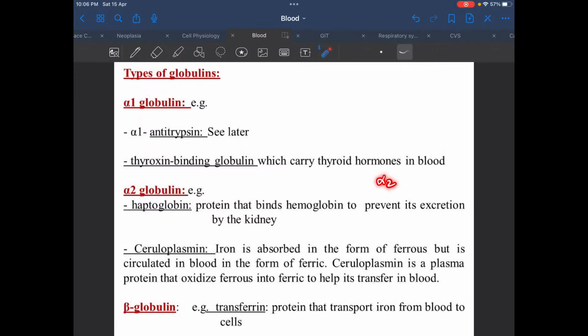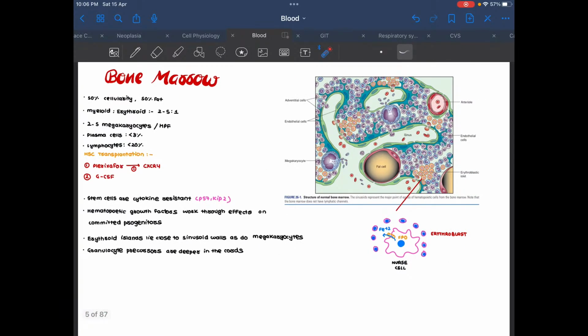What about alpha 2 globulins? They are either haptoglobin, and we know in case of anemia, that is hemolytic anemias, haptoglobin is the one which is going to sequester the hemoglobin released from intravascular hemolysis, okay? So that is your haptoglobin. And what else? We have ceruloplasmin, which is going to transport your copper, okay? Then what about the beta globulins? An example of beta globulins is your transferrin, okay? So that's your transferrin.